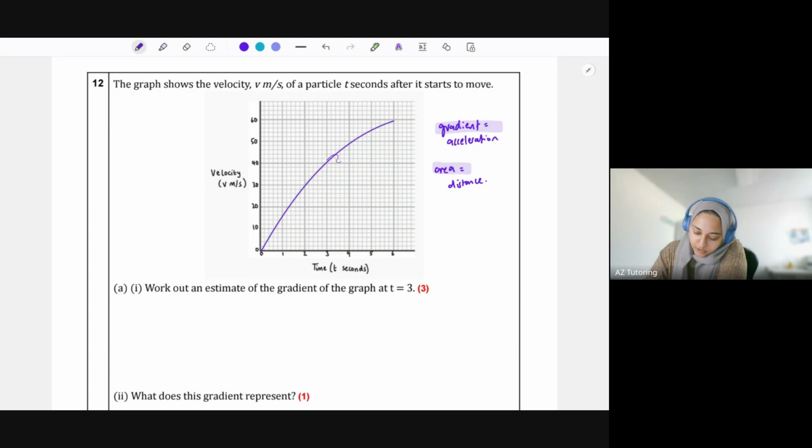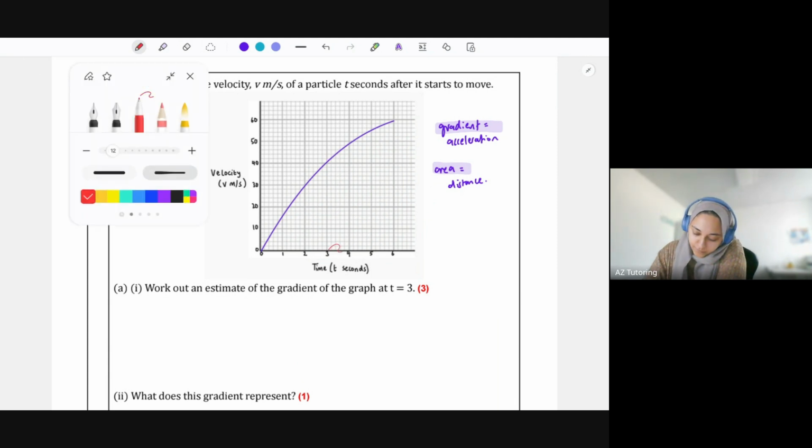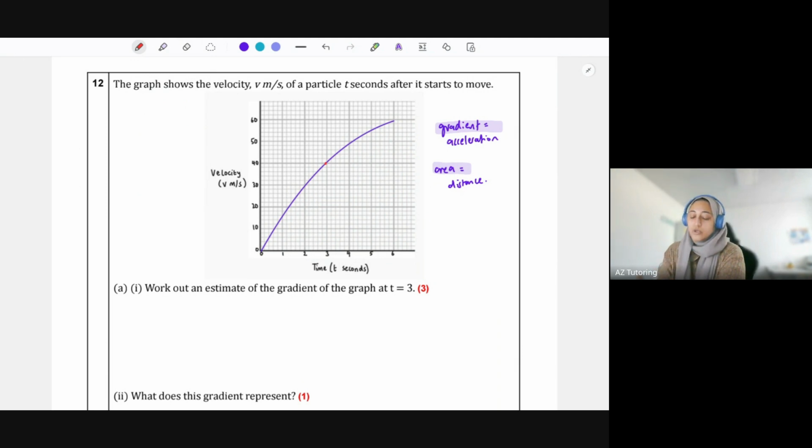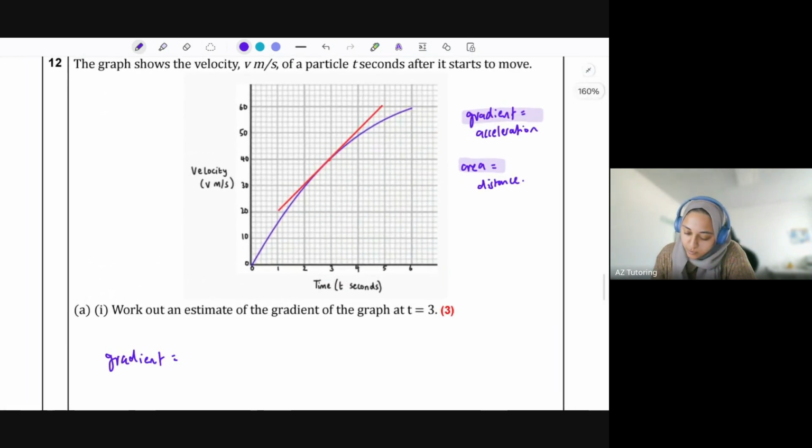So t equals 3 is, I'll do it in a different color, right here. Now what you had to do is draw a tangent at that point. It's a bit hard to do without a ruler, but like so. You had to draw a tangent, find 2 points on that line, the tangent, and just work out the gradient. Or you could have drawn a triangle actually. So gradient is change in y divided by change in x. All I needed to do was find 2 points on there to do it.